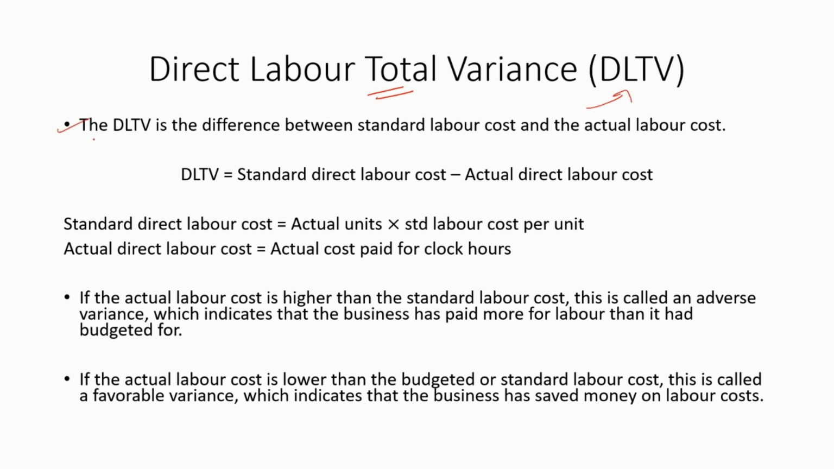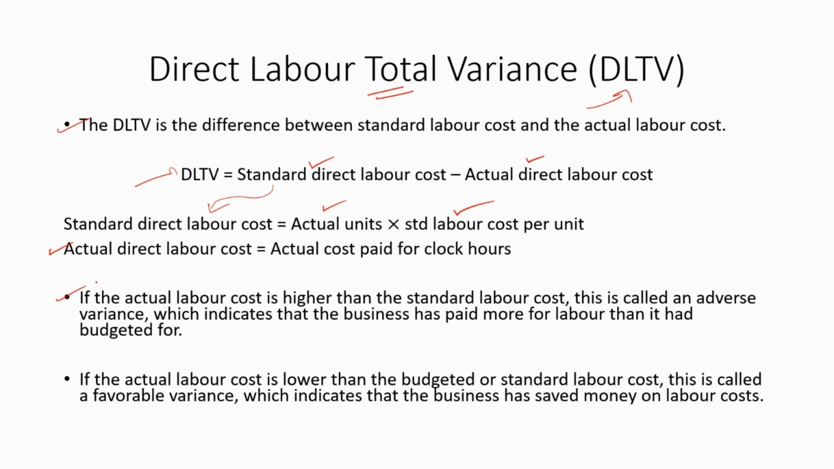Now let's discuss the direct labor total variance, which is denoted by DLTV. The direct labor total variance is the difference between standard labor cost and the actual labor cost. This is the equation we can use to calculate it: direct labor total variance is equal to standard direct labor cost minus the actual direct labor cost. This is how we can calculate the standard direct labor cost: actual units multiplied by the standard labor cost per unit.